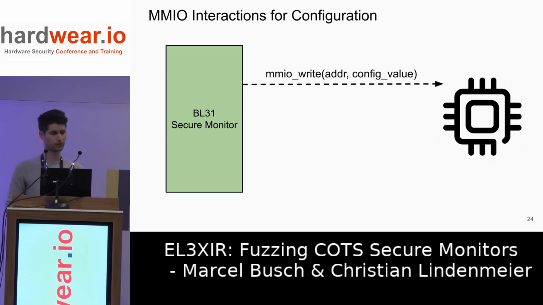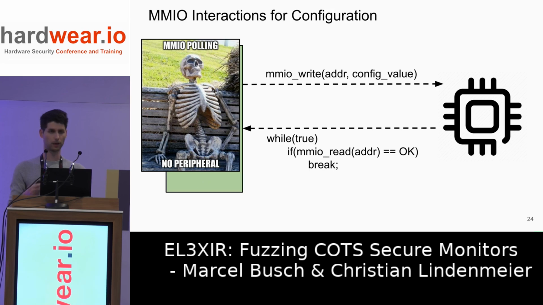Again, we have another dependency to solve: those hardware interactions. The secure monitor will obviously interact with hardware, especially during boot, and it mostly does this via MMIO. At its core, MMIO is super simple. You write to a specific memory region to send data to a peripheral, and you read from a region to receive data back. And what we saw when we analyzed some secure monitors is that they mostly do configuration of hardware during boot up. So they write some configuration value, and then they poll on an MMIO region to check for the peripheral's answer.